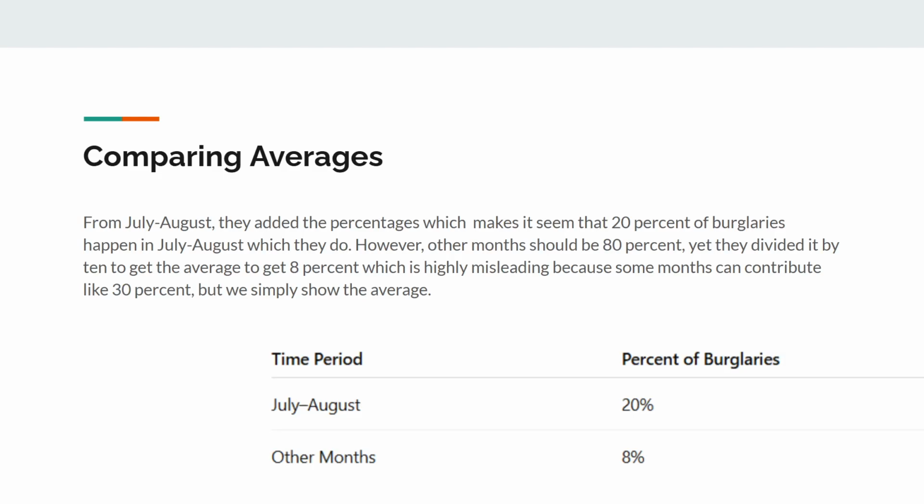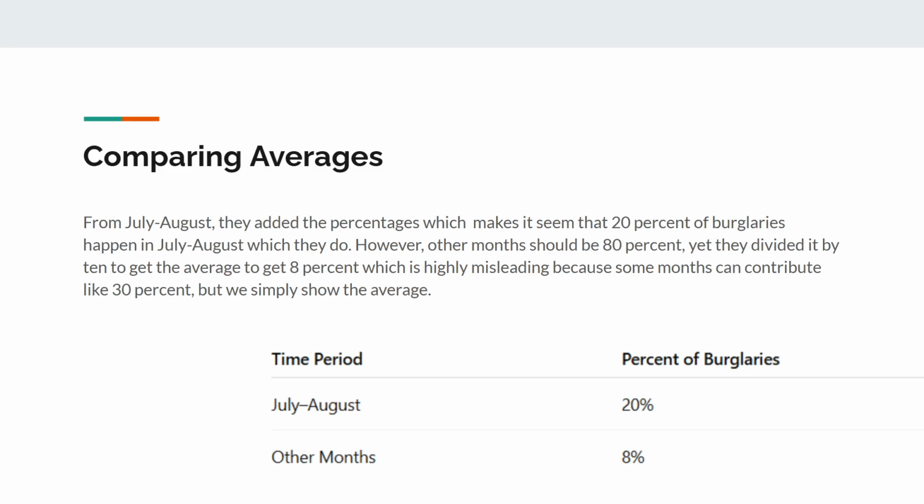So for comparing averages, here's an example. From July to August, there can be 20% of burglaries, but in other months there can be 8%. And here they use a difference. Here they add the percent of burglaries. So although it is true that 20% of burglaries happen in July to August, here they say it's 8%. Well, that's misleading for two reasons. Firstly, it should be 80% because it should be additive. All the other months should add up to all the other burglaries too.